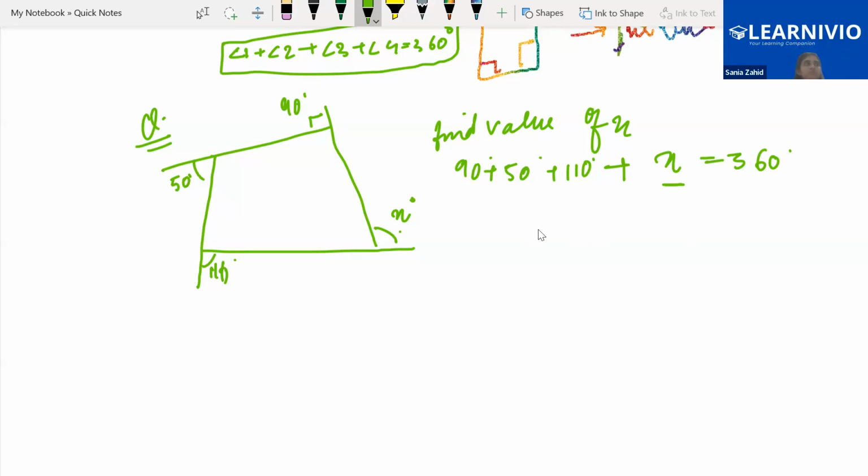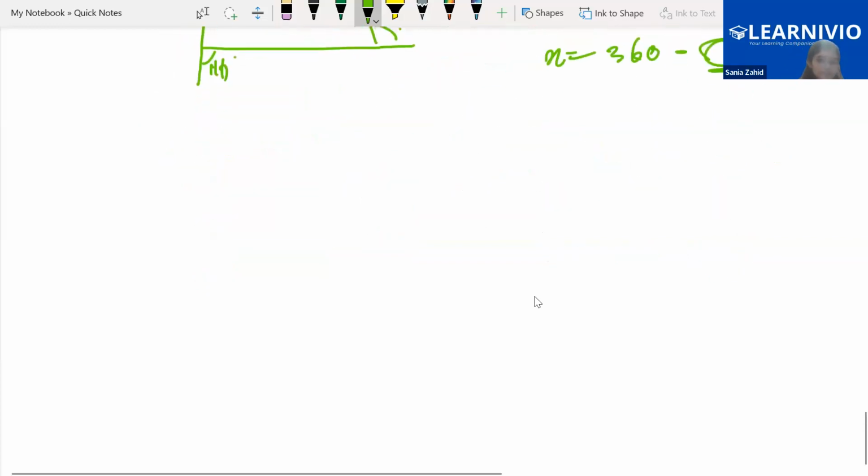360. X is equal to 360 minus 250. Ma'am, the answer is 110. Yeah. So basically what you have to do is you have to add these numbers, and whatever you get, you have to subtract it over here from 360 and you'll get the value of x. Right? Yes, ma'am.